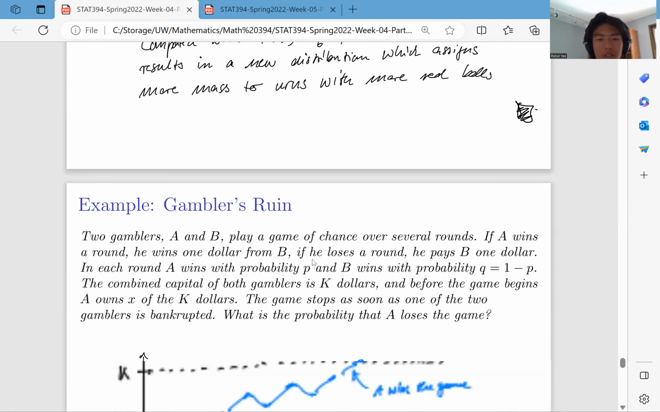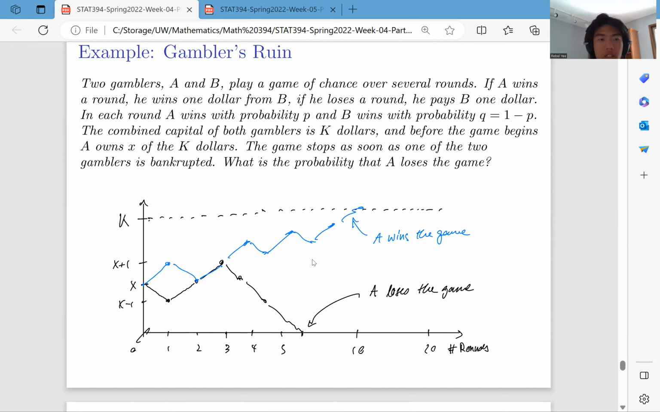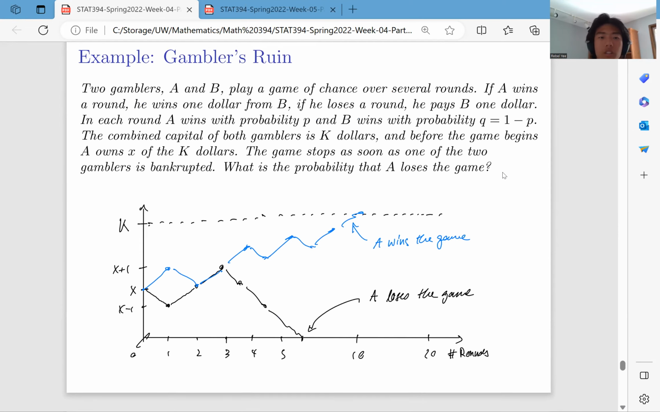In this class, I'm going to discuss a more advanced example of conditional probability, the famous puzzle, Gambler's Ruin. Imagine there are two gamblers, A and B. They play a game of chance over several rounds. For each round, if A wins, he wins $1 from B. But if he loses the round, he pays player B $1. And in each round, A wins with probability P, and B wins with probability 1 minus P.